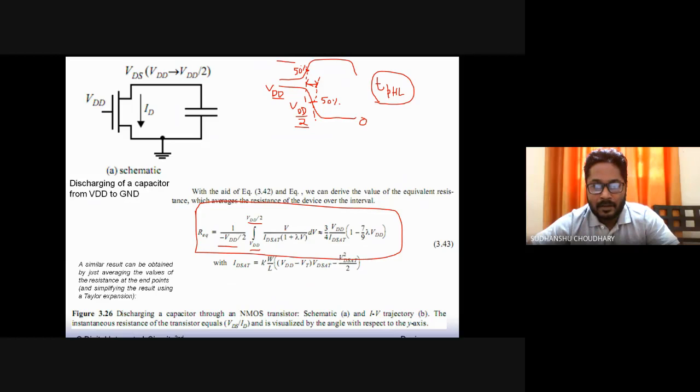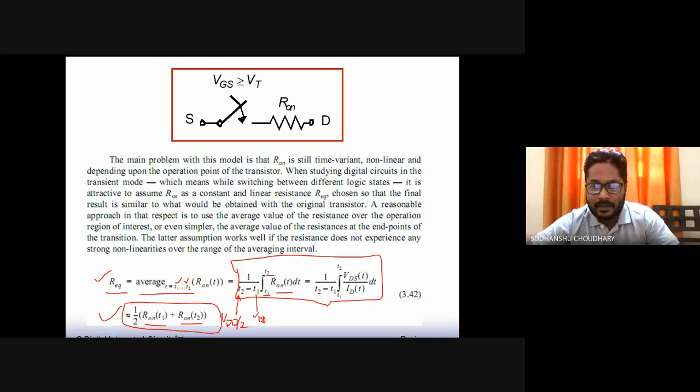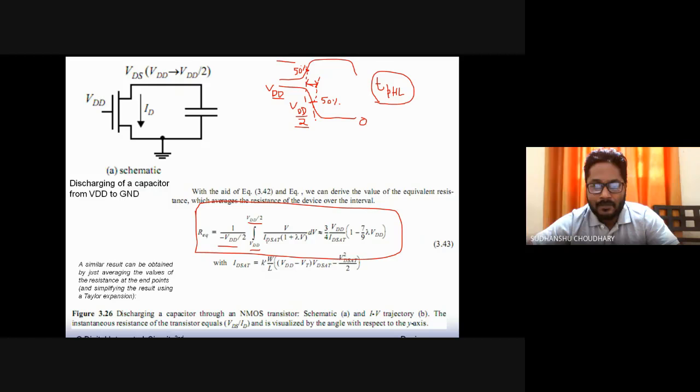R on, that is VDS by ID. So we say V by ID in saturation. This MOSFET is in saturation because, in this case, VDS is always greater than VGS minus VT. When VDD is present at this point, obviously this MOSFET is in saturation because VDS is always greater than VGS minus VT. So we use the saturation region equation, that is ID sat multiplied by 1 plus lambda V.